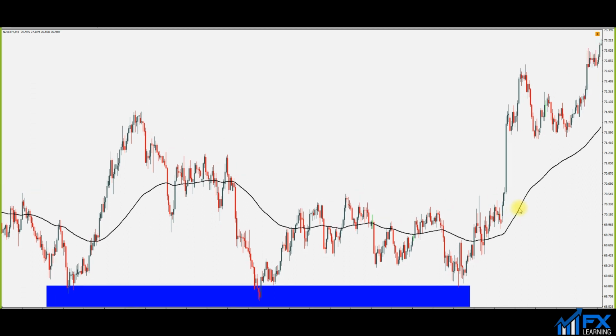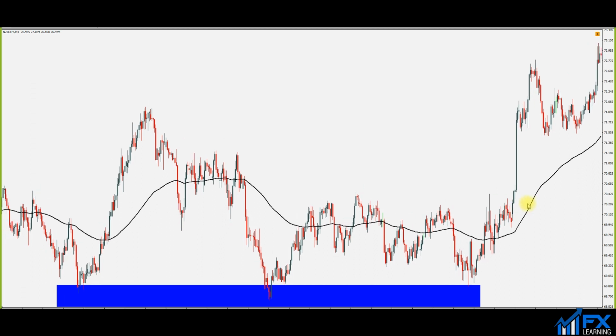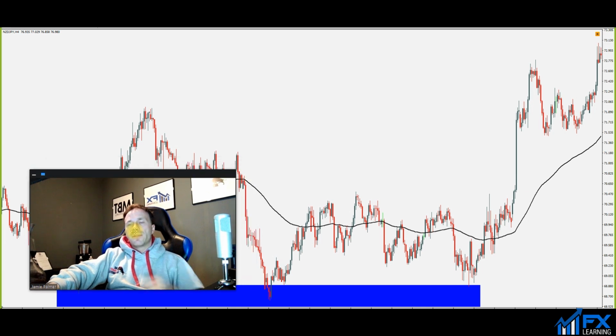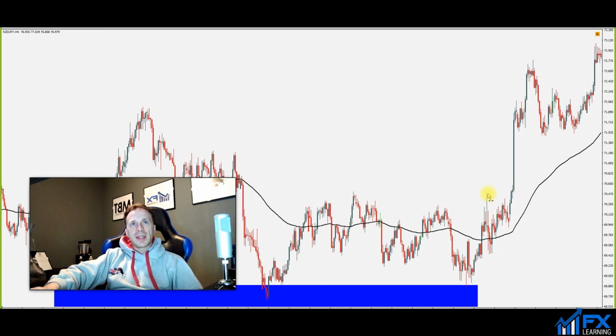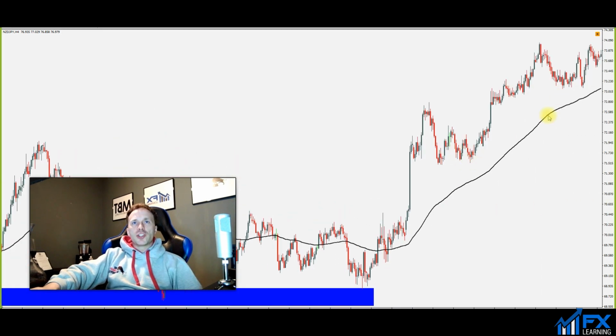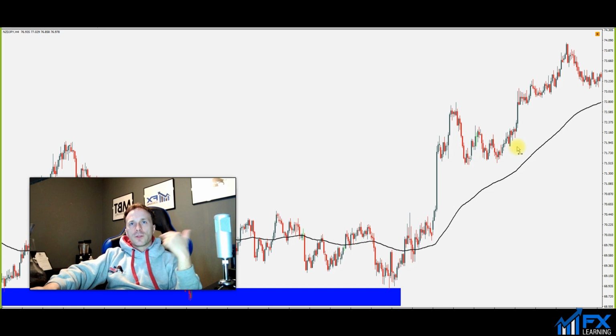Not only that, remember what I said, we are now above the moving average. So we're looking for buys. I'm not looking for sells, I'm looking for buys. Quite simple. Price is above the moving average. Let me bring myself back in. We're looking for buy trades. Remember what I said? If price is below the moving average, we're looking for sell trades. Once we're above this moving average like this, we start to look for buy trades.